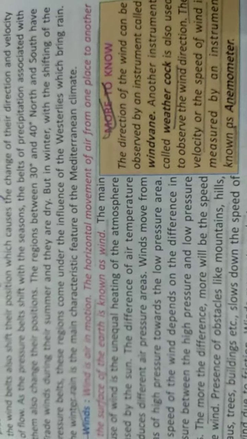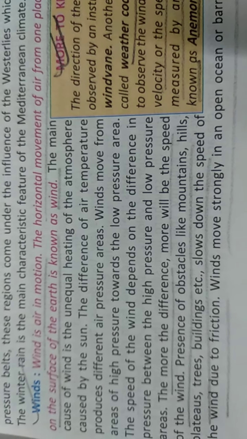Next is wind. What is wind? Wind, as you know, is air in motion. The horizontal movement of air from one place to another on the surface of the earth is known as wind. The main cause of wind is the unequal heating of the atmosphere, which is caused by the sun.